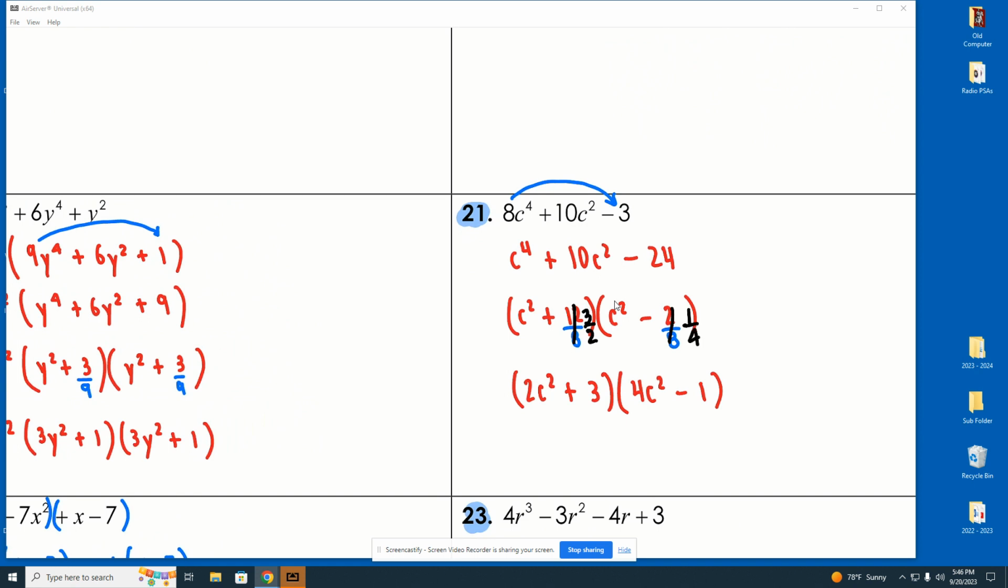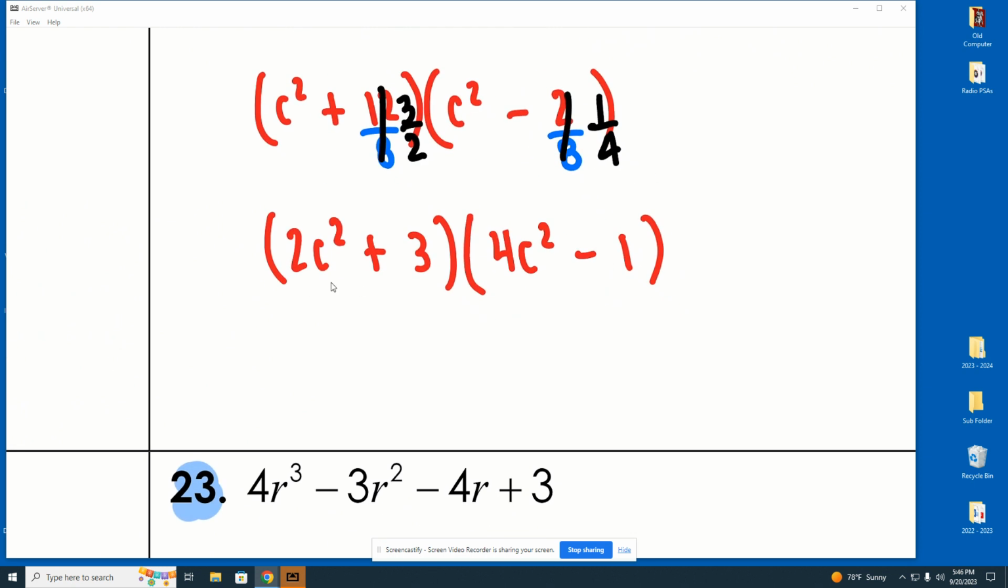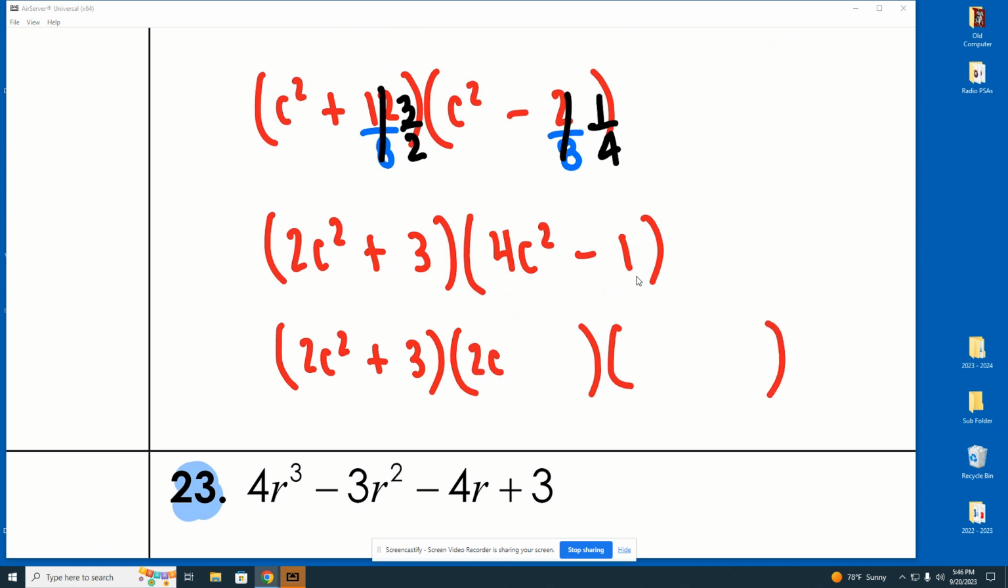Now, here's the only deal with this problem. It's not done. I want you to look at that. This one's done, for sure. I can't do anything with 2c squared plus 3. But this is the difference of two perfect squares. What multiplies by itself to get 4c squared? 2c. Of course, what multiplies to get 1? 1. 1's plus, 1's minus, and now it's done.